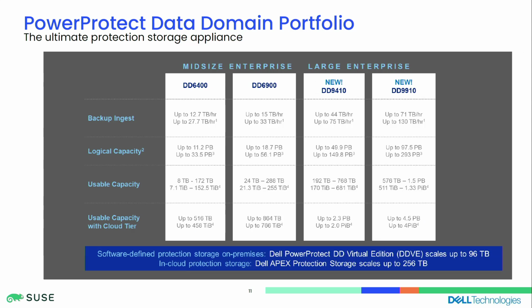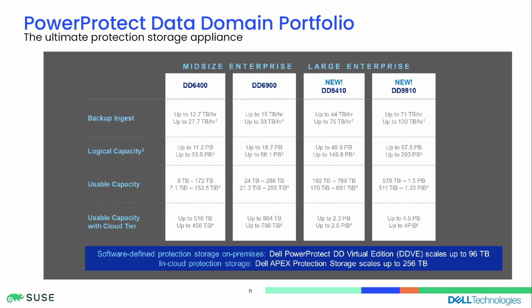PPDM covers different sizes of market or enterprises. In this case, we are highlighting a mid-size and a large enterprise. For large enterprises, there are two new solutions. One is the DD9410, as well as the DD9910. The specifications are on the slide.